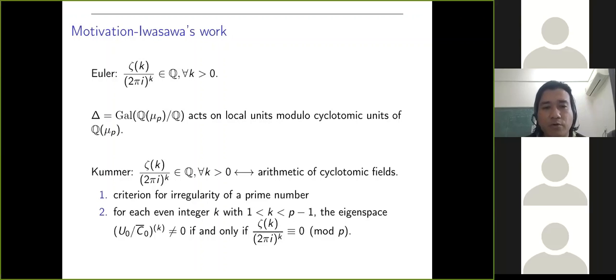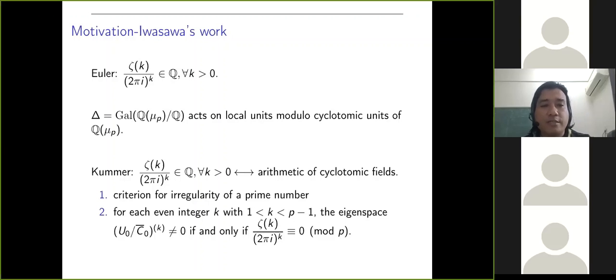He saw whether a prime number p divides the class number of Q(mu_p) or not. This is related to that, and it is very striking. He also saw that if we take even integers which lie between 1 and p minus 1, then these units modulo the cyclotomic units.